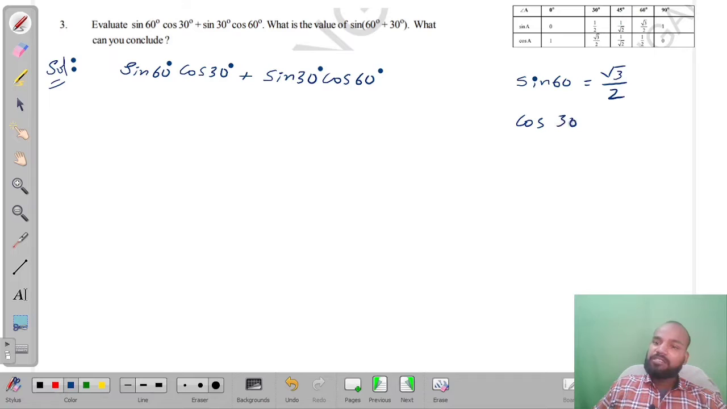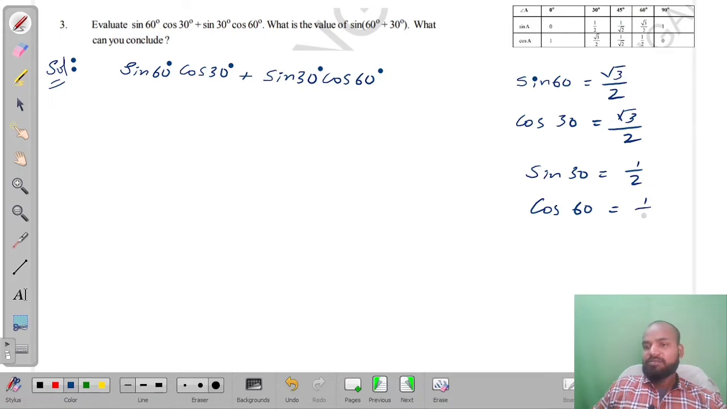Cos 30 degrees equals root 3 by 2. Next, sine 30. Sine 30 degrees equals 1 by 2. We already know. Then cos 60. Cos 60 equals 1 by 2. We already know this. Yes or no?